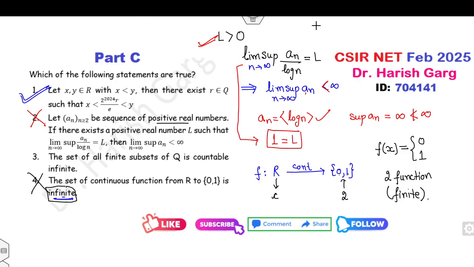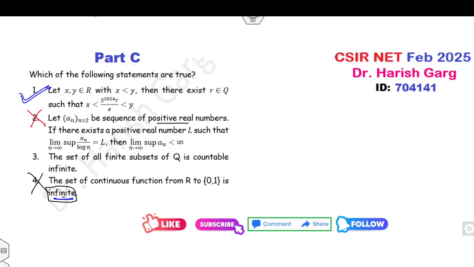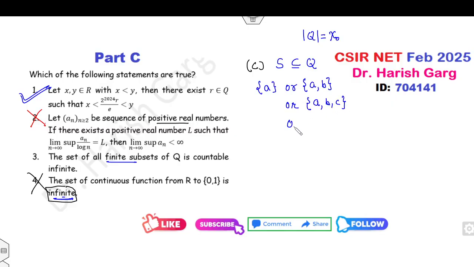Now look at the third option: the set of all finite subsets. Let's say S is a subset of Q, and it's countable. Whenever you are talking about countable, look at the cardinality. The cardinality of Q is alpha naught. Now what is a subset of Q? Either it may be a singleton, which is a finite subset, or it may be {a, b}, or {a, b, c}, or {a1, a2, ..., an}, but it must be finite.